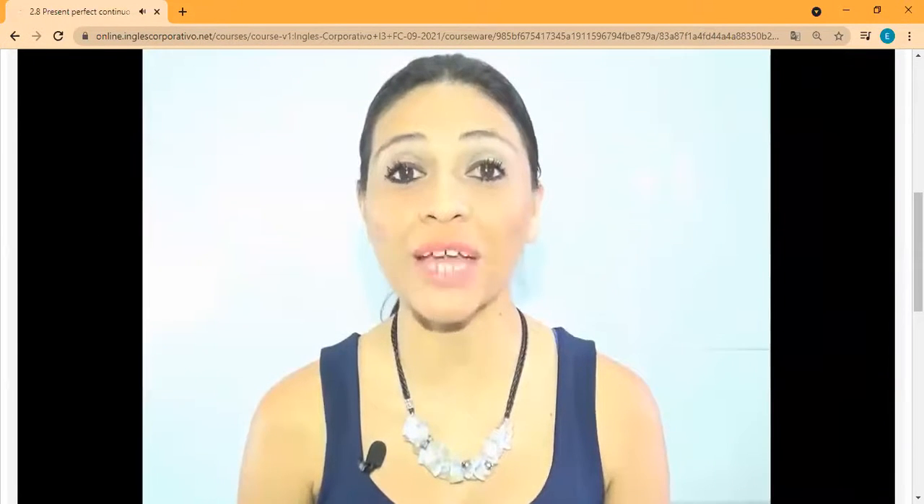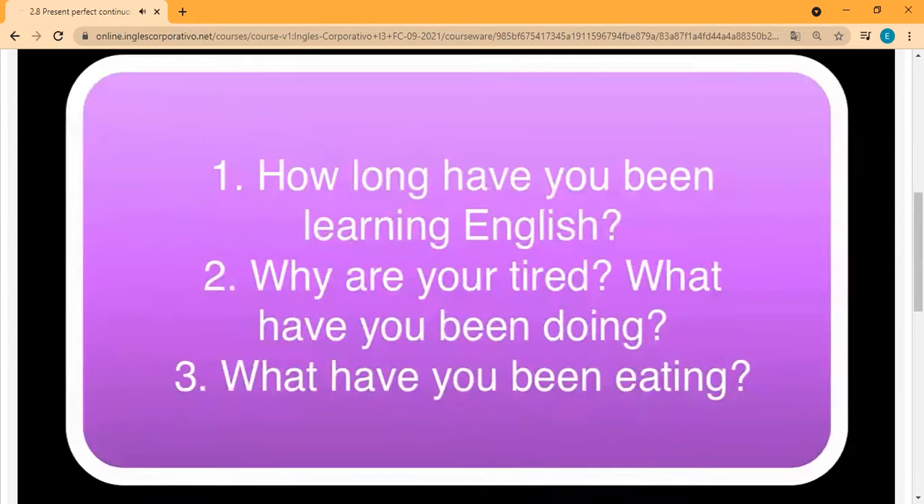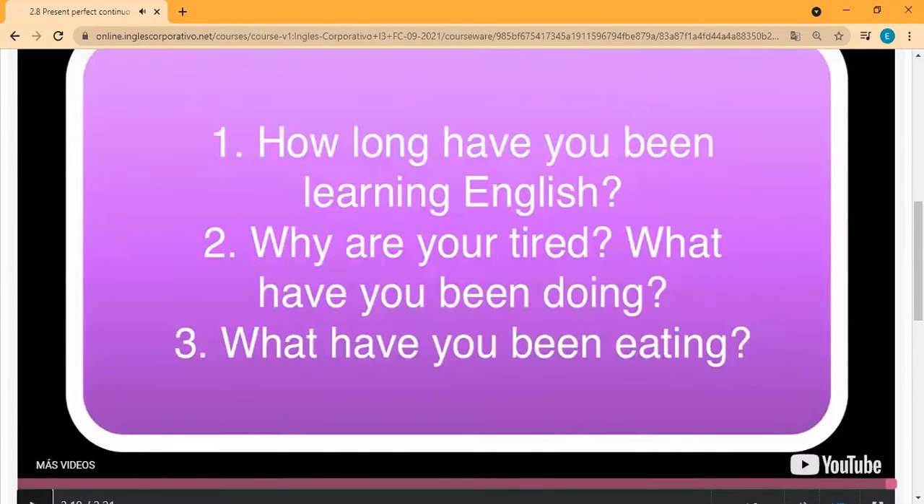Can you now work on the following exercises? How long have you been learning English? Why are you tired? What have you been doing? What have you been eating? Okay. As you can see, this is the same idea for the structure. The structure is how we make the questions: WH, have you been, and the verb with -ing, and then the complement. And it's the same idea that I mentioned. The actions start in the past and continue, okay?